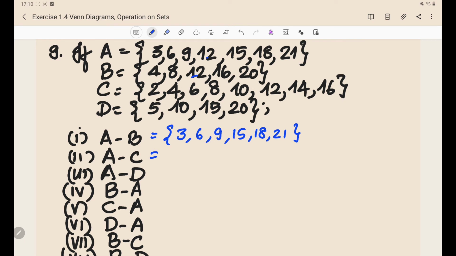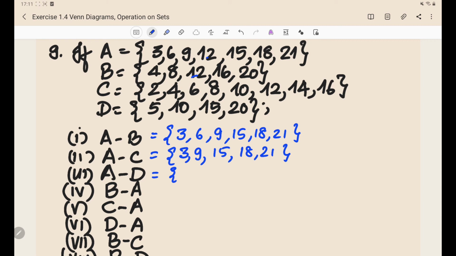A is 3, 6, 9, 12, 15, 18, 21. C is 2, 4, 6, 8, 10, 12. Again, you can see here 12 is common over here. So you are avoiding this 6 and 12 from that. And what are the elements? 3, 9, 15, 18 and 21. So these are the elements of the set A minus C.